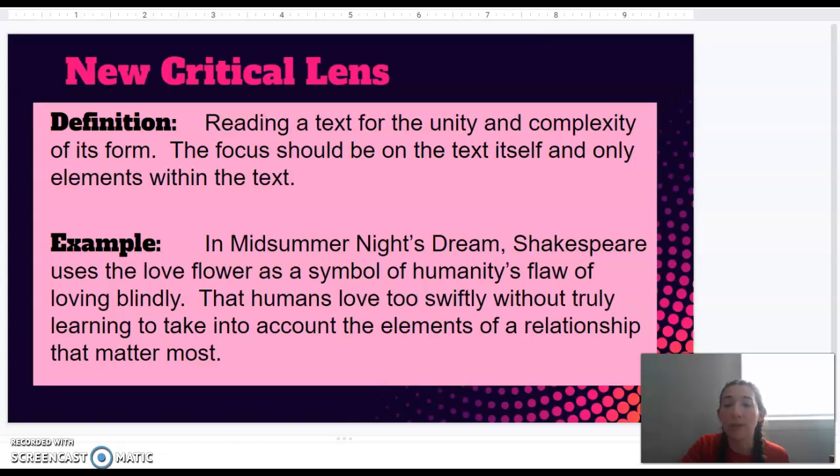So, for example, in Midsummer Night's Dream, Shakespeare uses the love flower as a symbol of humanity's flaw of loving blindly. The humans love too swiftly throughout without truly learning to take into account the elements of a relationship that matter most. So this lens is going to focus on different literary tools such as symbolism, theme, and motif in order to analyze the text in its most raw form, which is not taking into account typical emotions or how the reader feels about it. It's really looking at what the author presents in the literature and the author's writing style.